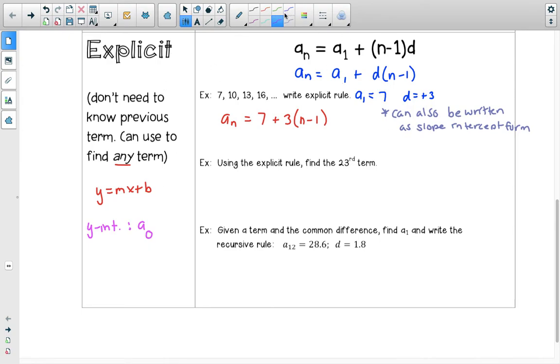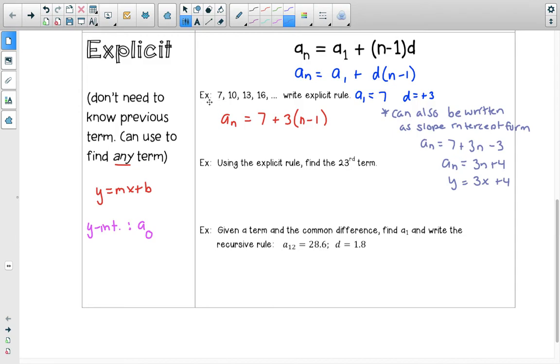So if we write this out, we'd have a sub n equals 7 plus, we could distribute this, we'd have 3n and then minus 3. So if we simplify this, we'd have a sub n is equal to 3n plus 4, which would be written as y equals 3x plus 4. This would be slope-intercept form. We still have our slope as our coefficient, but our y-intercept would be a sub 0.